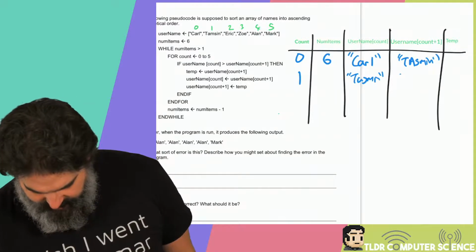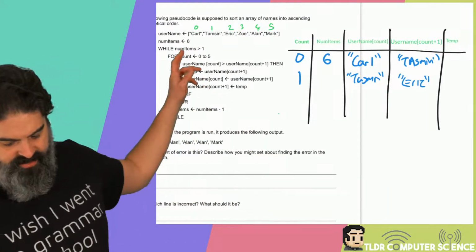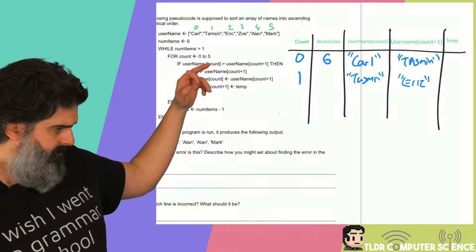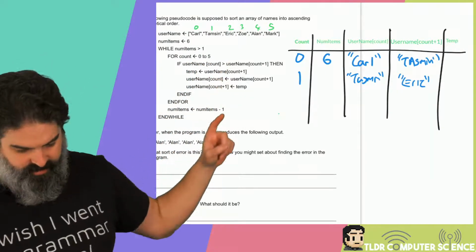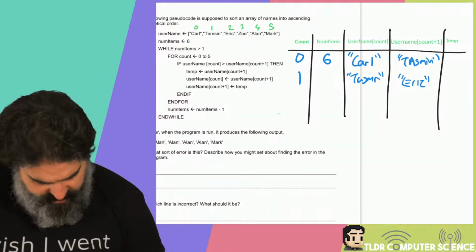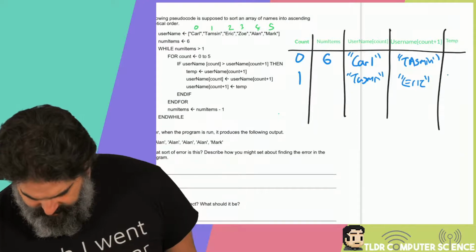And then the next one will be Eric. And you can see T is higher than E. Sorry, is it saying Tasmin is higher than Eric? So what we should do is store temp, should be username count +1. So that should become Eric.